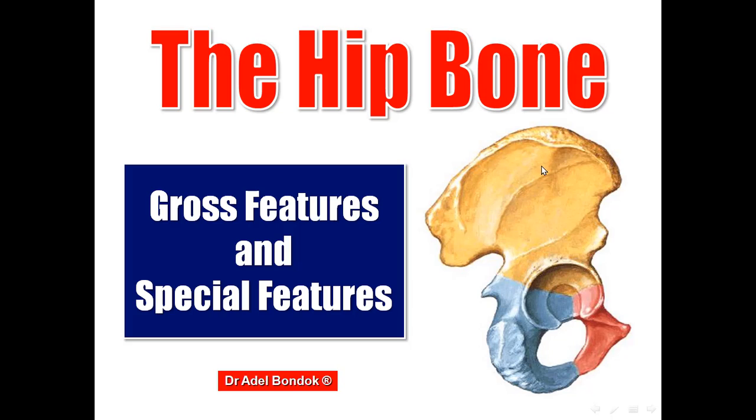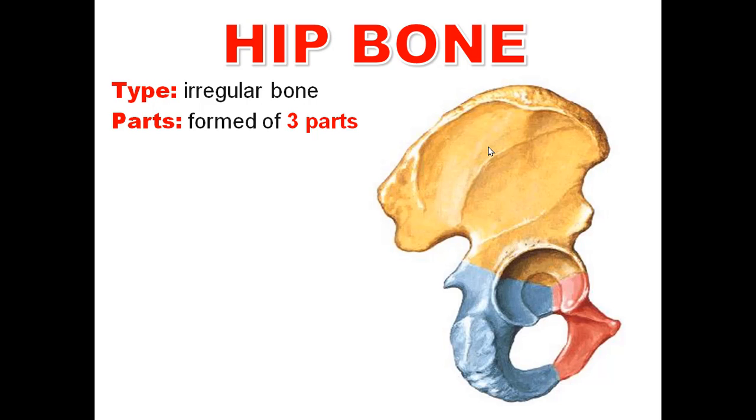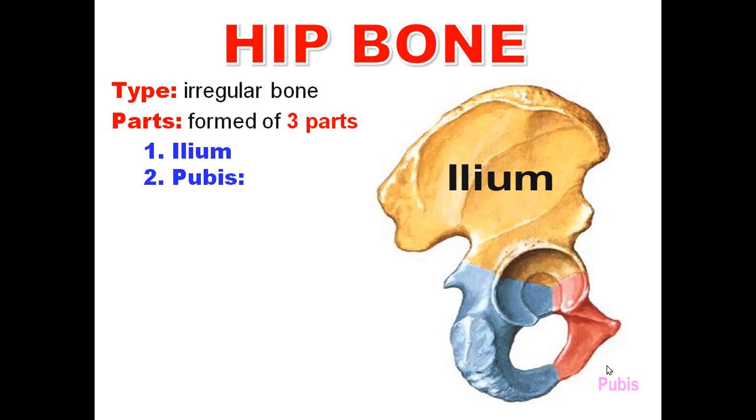I am going to talk about the hip bone. I will talk about the gross features and the special features. Okay, the hip bone is a regular bone. It is formed of three parts. The upper part is the ilium. The lower and the anterior part is the pubis. The lower and the posterior part is the ischium.